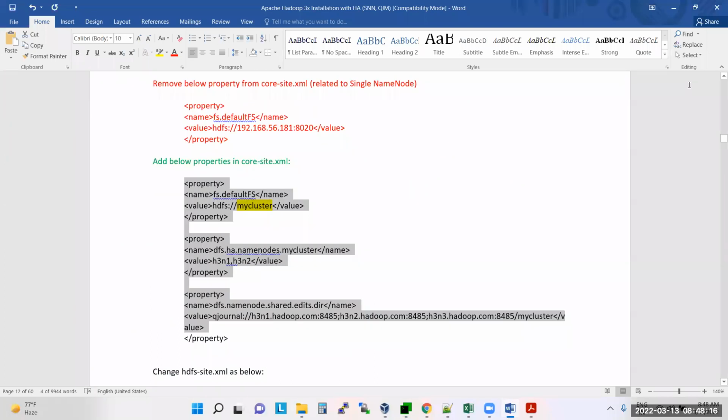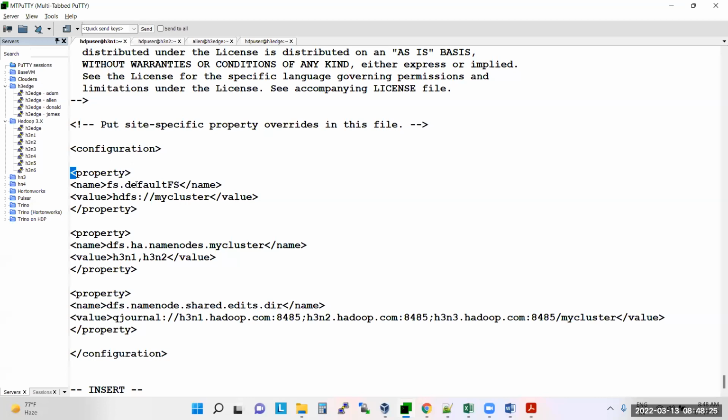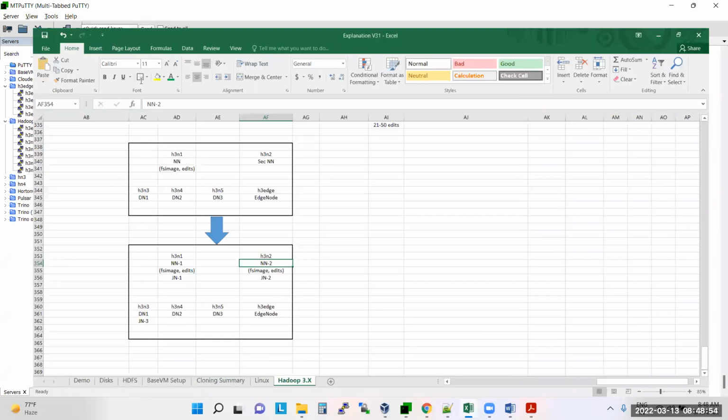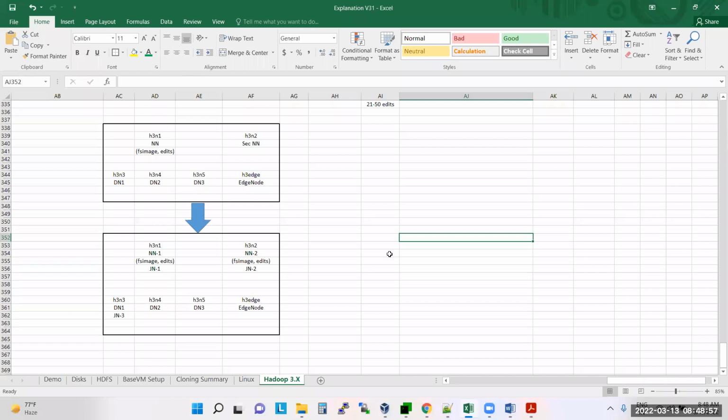What I did. So now I told that my name node is my cluster. Understand? What is this my cluster? Under my cluster, what do we have? Under my cluster, we have name node 1 and name node 2. Understood. So from now onwards, I'm telling that, hey guys, see, I have two name nodes: name node 1, name node 2. So we don't know who will be active at what time.